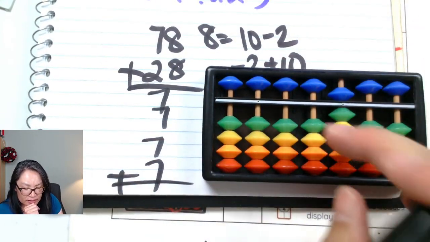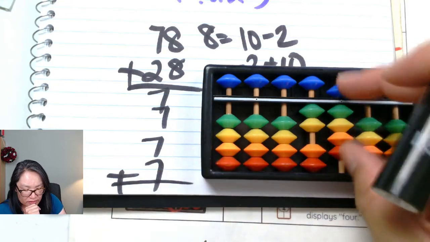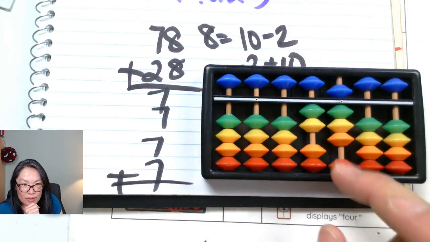So if I had the 7, and then I add another 7, and then I add another 7, and then I add another 7. Oops. Right? That would be the only way to do it.